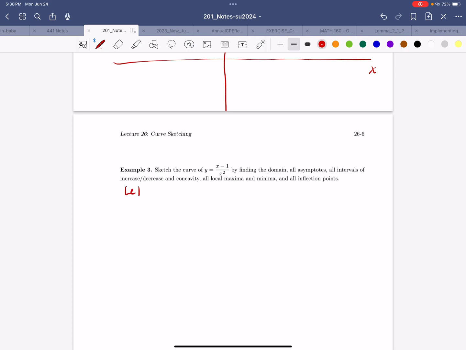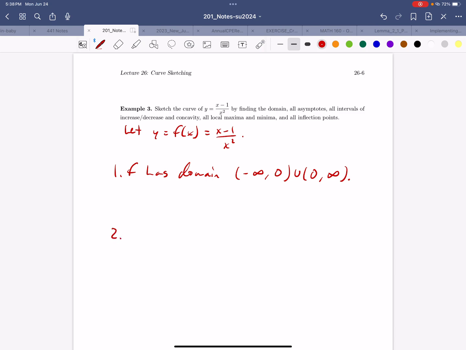Sketch this curve. Again, we're going to let y equal f of x, and that's going to equal x minus 1 over x squared. So here, what's the domain of f? Everything except 0, because if you plug in 0, then you're dividing by 0. Next up, asymptotes. Since we're dividing by 0, we're going to have a vertical asymptote. So f has vertical asymptote x equals 0.